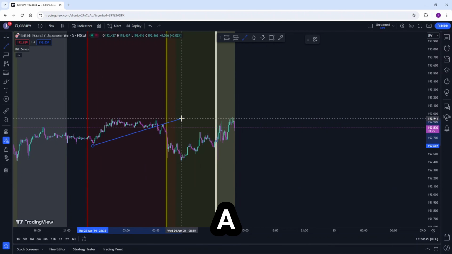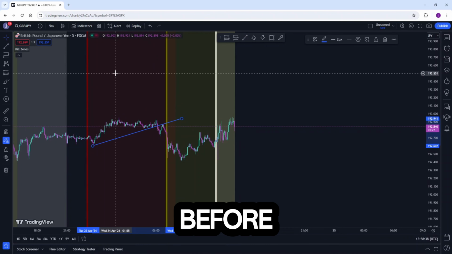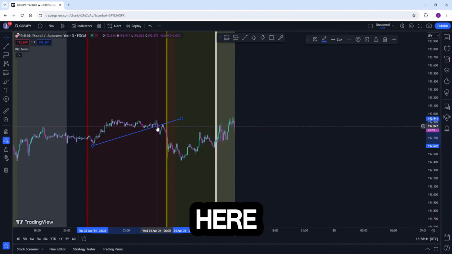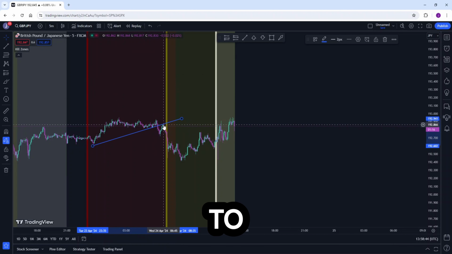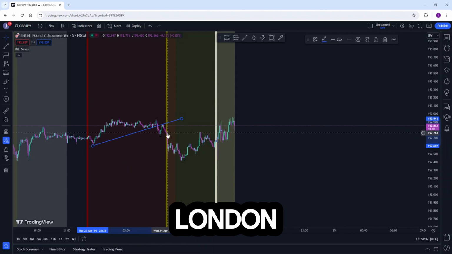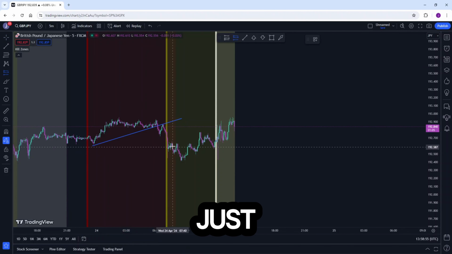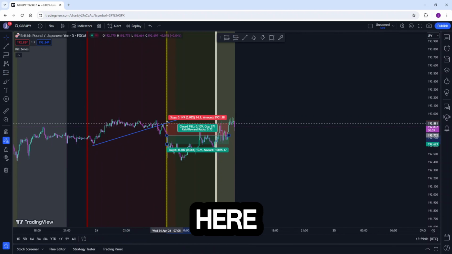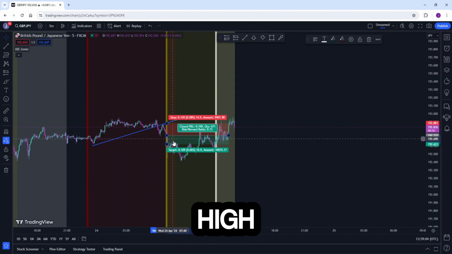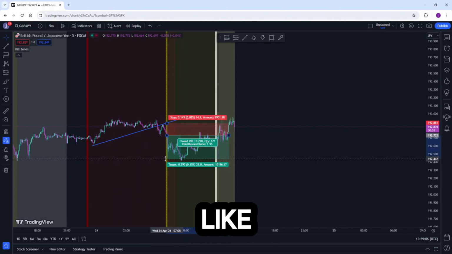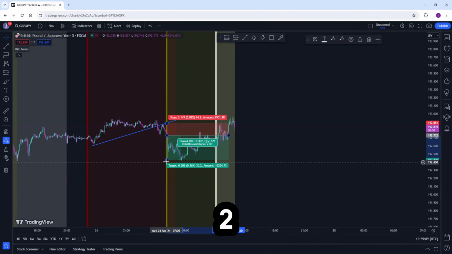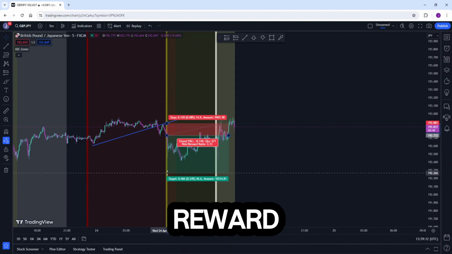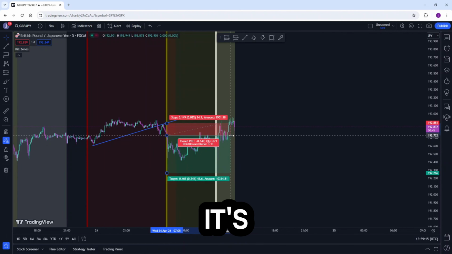Here we have a breakout, and here is the bounce back to this line, it's a trending line. Then we just wait for the London session to open and we go down, like that. Going here, last higher high, and now we go for a 2-3 risk reward ratio, it's here.